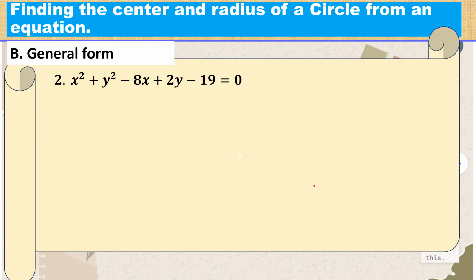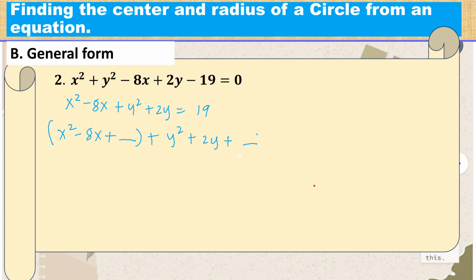Let's proceed to number 2. Okay, number 2, we are again to gather all the x's, x squared minus 8x, and then plus y squared plus 2y is equal to positive 19. Again, we are going to complete the trinomial to be a perfect square. So we have to prepare a blank for the third term. And we have another set. We have y squared plus 2y plus a blank, and then is equal to 19.